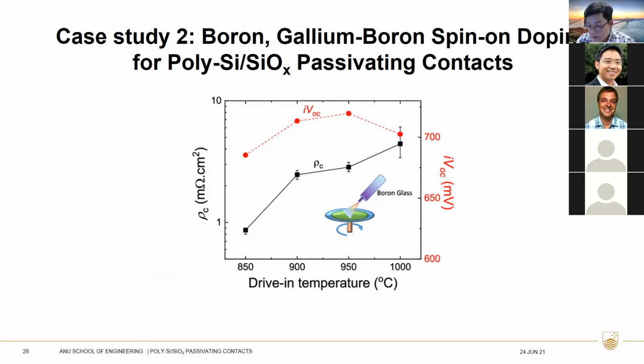So let's finish case study 1. Let's move to case study 2: the characterization of boron and gallium-boron spin-on doping for polysilicon passivating contacts.